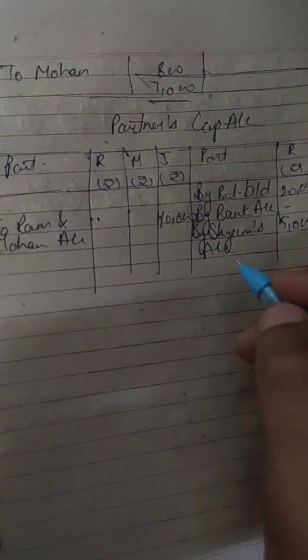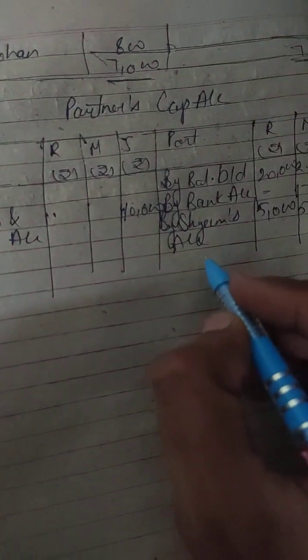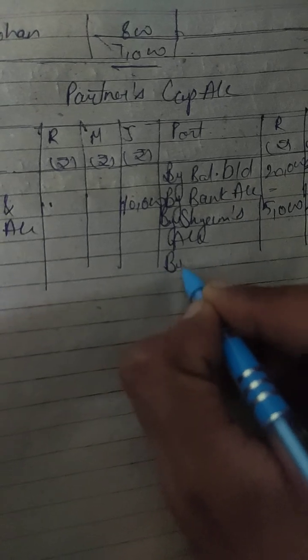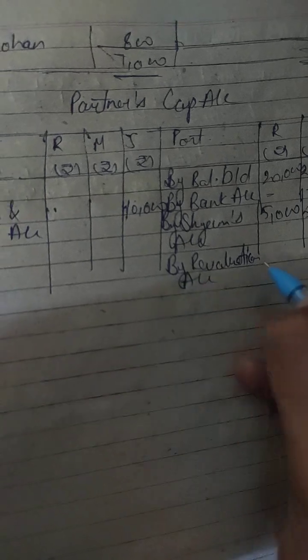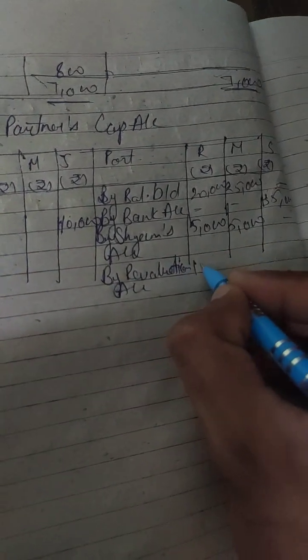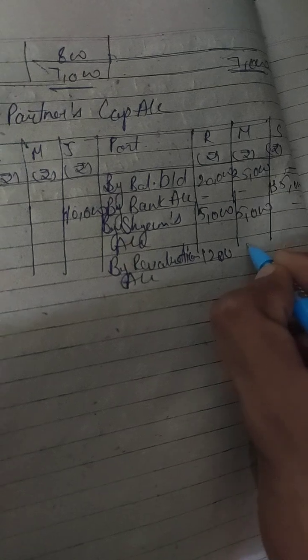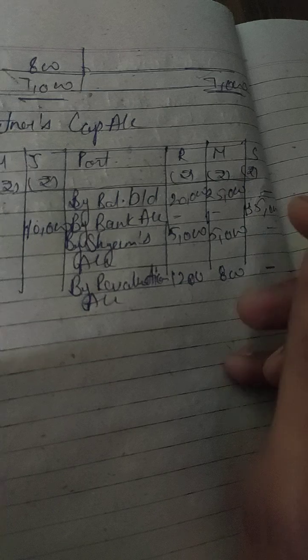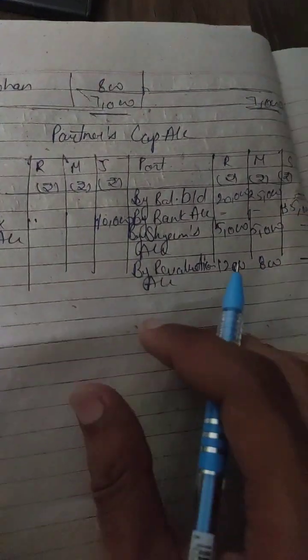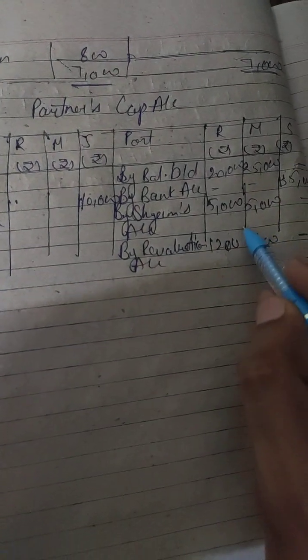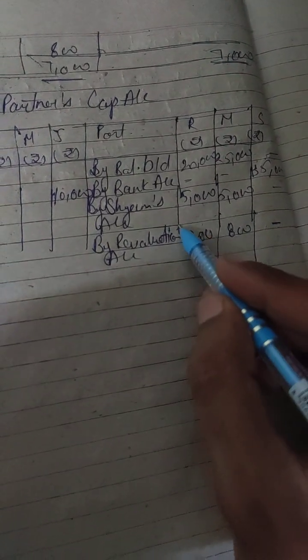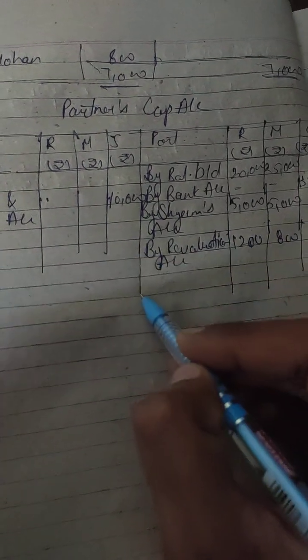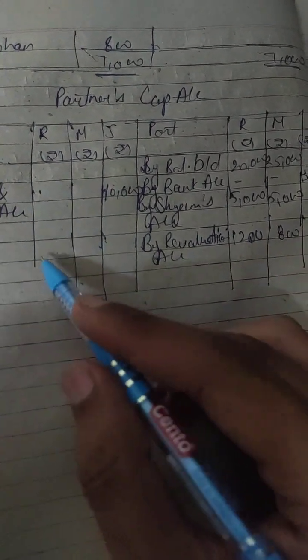Now let's bring down the figure of the revaluation account. From revaluation we had a profit. So I am writing here by revaluation account at the credit side of the partners' capital account, and the profit figure was how much? 1,200 and 1,200 and 800. Now I think all the figures given in the question we have noted down. Now let's do the total at both sides.